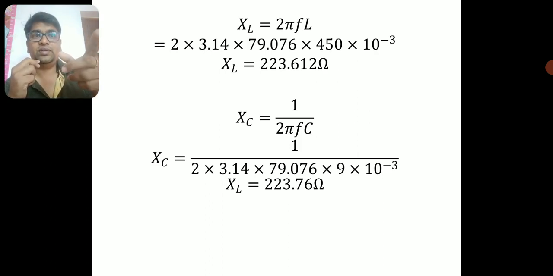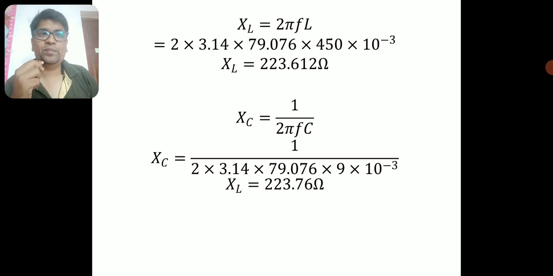See, this time for L I have substituted 450 millihenry. Milli is what? 10 to the power of minus 3. In this equation I have completely substituted the inductance, which I forgot in the last equation. You please correct it. Okay, XL is 223.61 ohm. I got the inductive reactance.